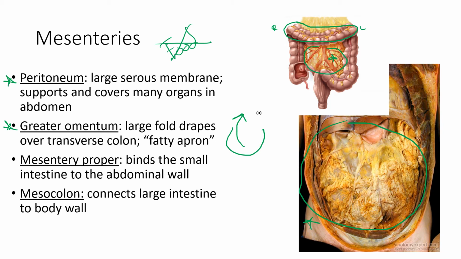And then the mesocolon, which is going to be this guy up here. It is going to connect the large intestine to the body wall. So again, when we talk about these mesenteries or these serous membranes, they are going to be holding organs in place or protecting them in some capacity, like the greater omentum.